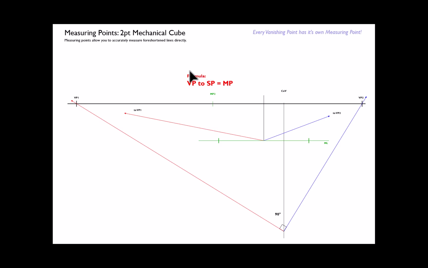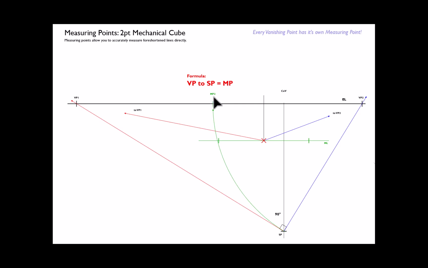And then here's the formula I want you to remember, and you need to memorize this. This is vanishing point to station point equals measuring point. Now what that looks like is something like that. So if you measure from vanishing point 2 to the station point, and then you swing that measurement up using a compass or dividers, it'll locate a point on the eye level that we're going to call measuring point 2.